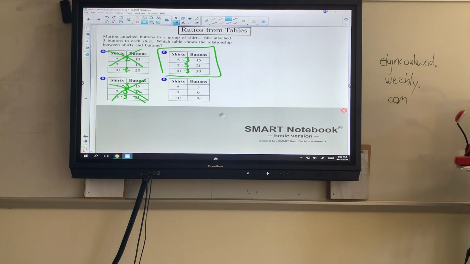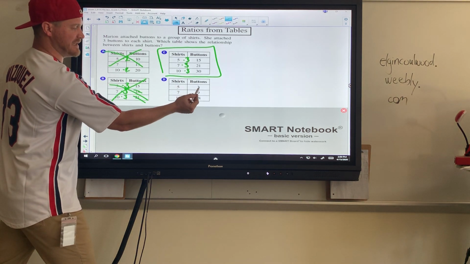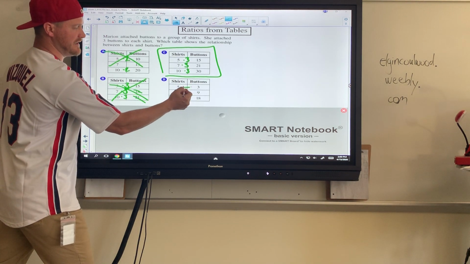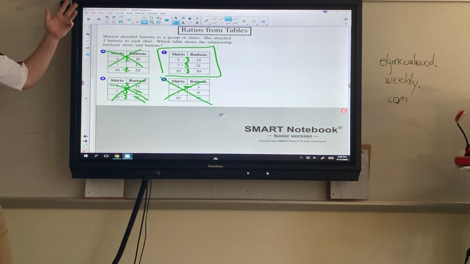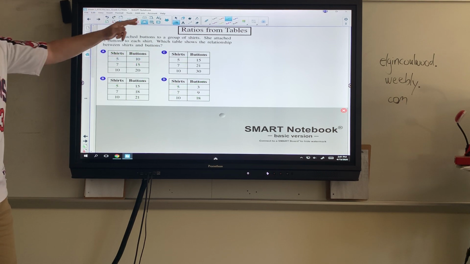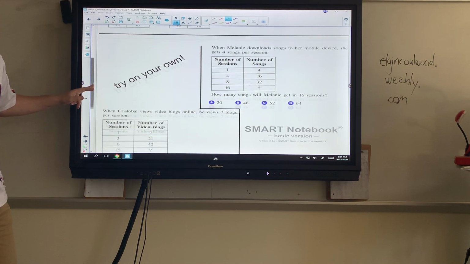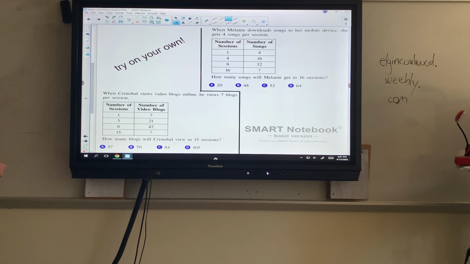C is looking like the answer choice, but just to make sure, I'm going to look at D. There are more shirts than buttons over here, so I know off the get-go that D cannot be the answer. So the first one should be C. Based on that one, go ahead and try these on your own. Pause the video. Once you get both answers, unpause it, we'll go over it, and this will be the last slide we do together.